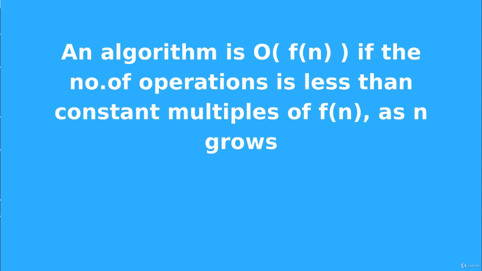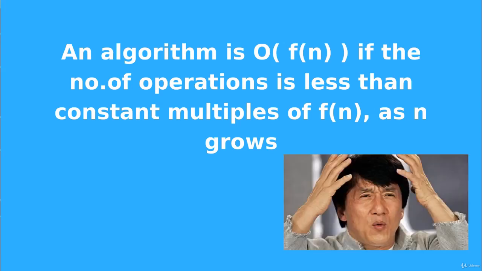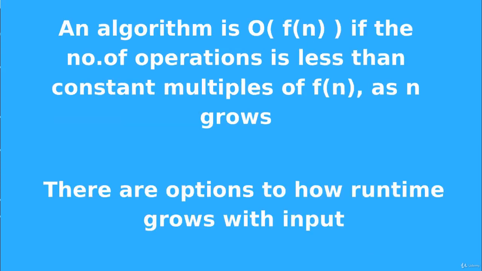Now, let's see some scary text. We can say that an algorithm is big O of f of n if the number of operations is less than a constant multiple of f of n as n grows. I know, this just seems like gibberish, but bear with me. What this basically means is that we have options. We have options on how our runtime grows with the input. We have options on how we can represent this growth in our input using big O notation.